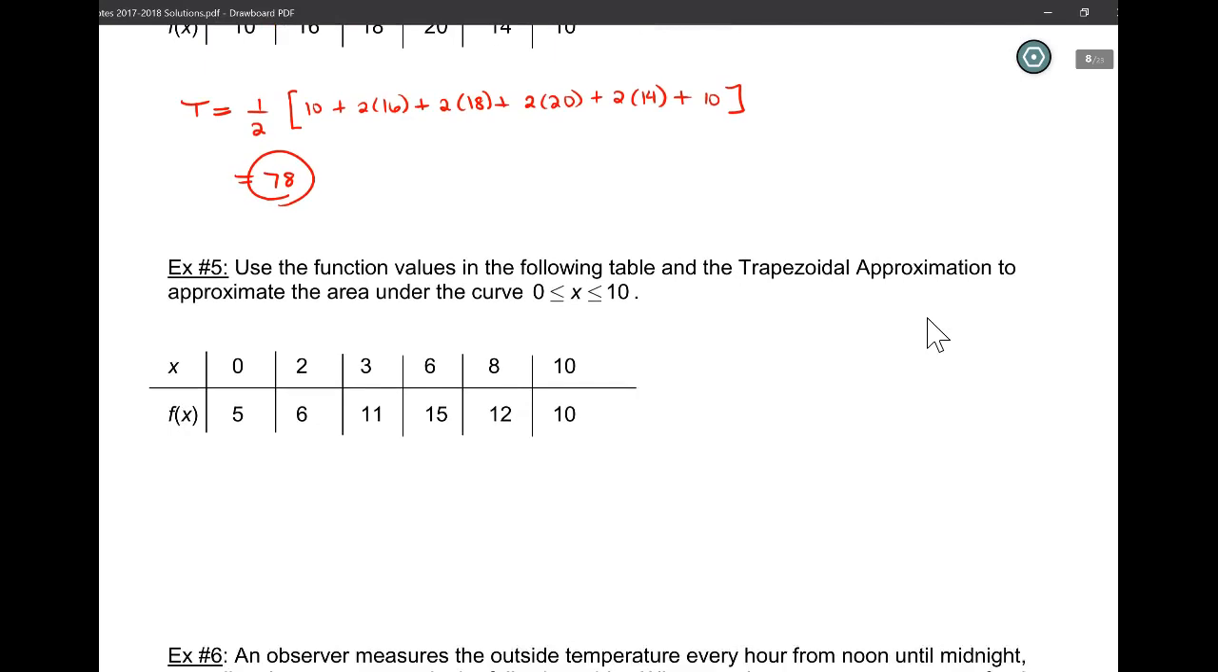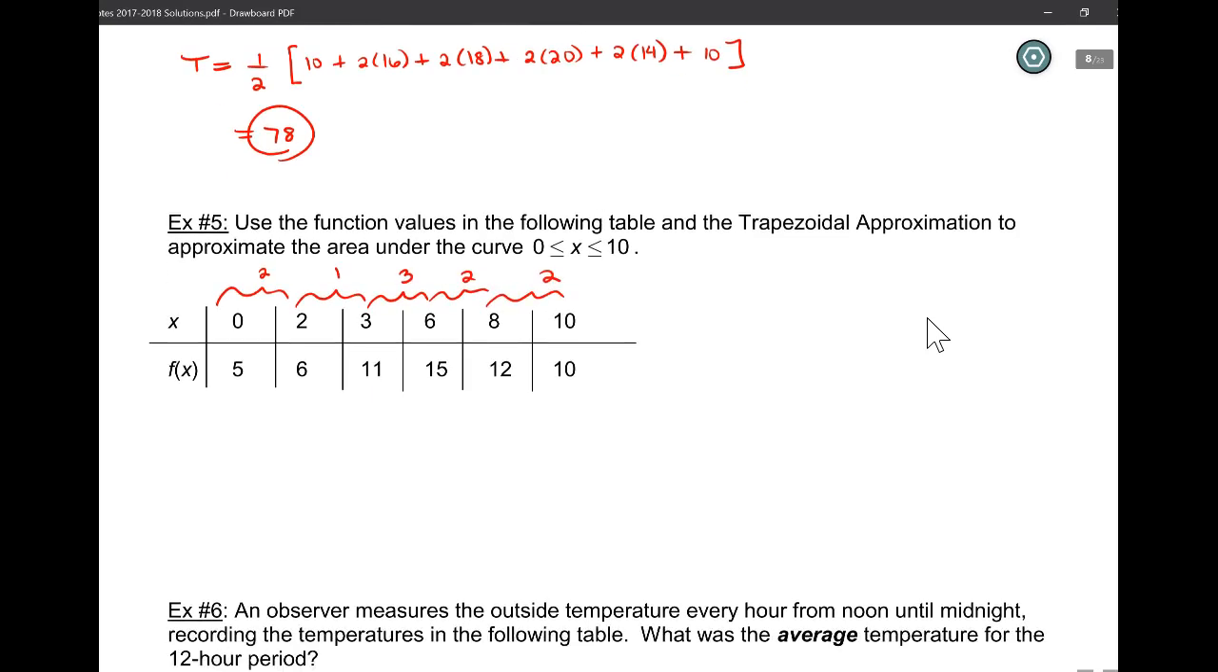Now the next example, we can't do that same way. The reason is the heights are changing. Here the height is 2, here the height is 1, the height is 3, 2, and 2. So I'm going to have to set up separate trapezoids this time. So recall h over 2, base 1 plus base 2. And remember the function's value, these are the bases this time. These are the heights. And again, when I say the heights, it's the difference in the time interval.